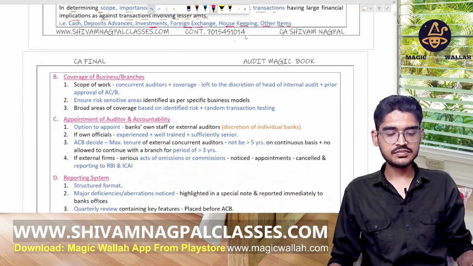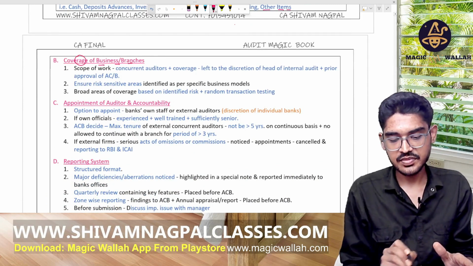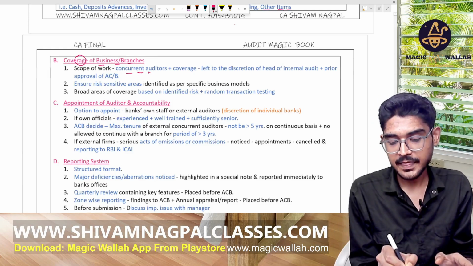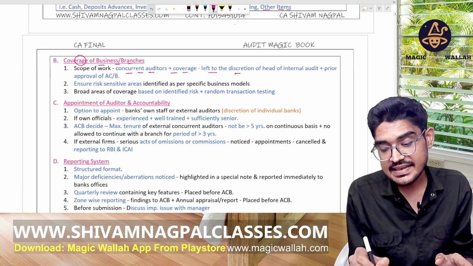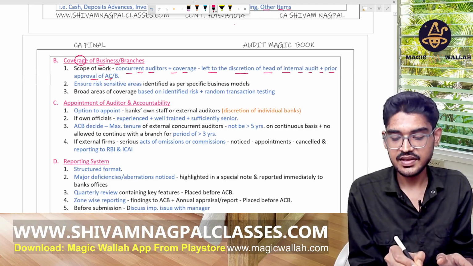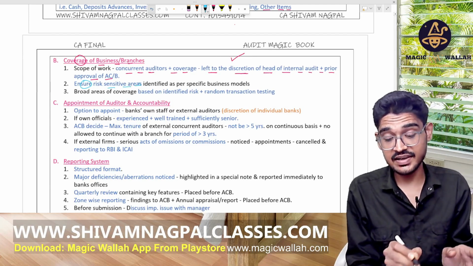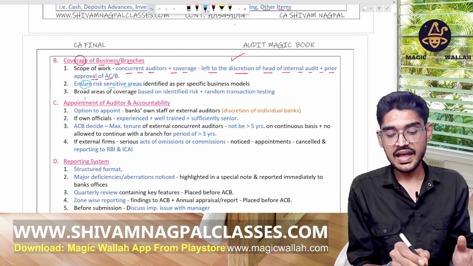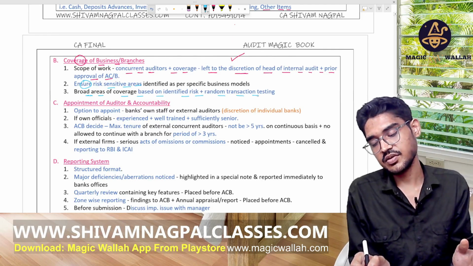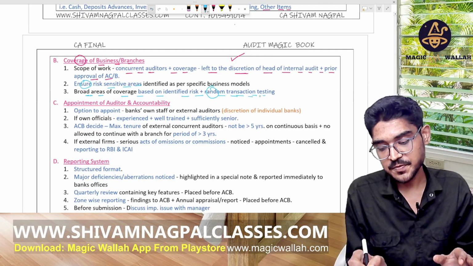Now see here, coverage of the bank branches or the bank businesses. The scope of work of the concurrent auditor plus its coverage is left to the discretion of the head of internal audit, with prior approval of the ACB. They will decide this. Ensure the risk sensitive areas are identified as per the specific business model, and broad coverage based on the identified risk and random testing. Check the areas having high risk or do the random testing also.